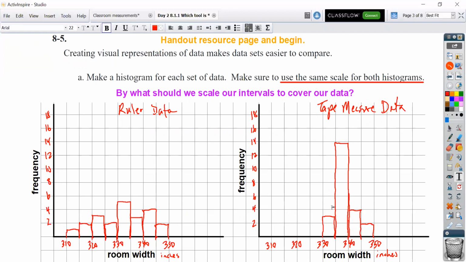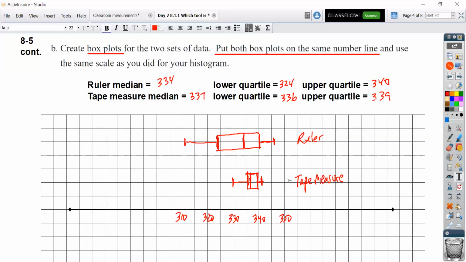The spread of the data is what's different. So let's take a look at that. You can see in the box plots here that the spread of the tape measure data is very small. The interquartile range is only going to be 4 inches for the tape measure, where it's 16 inches for the ruler. So the ruler data is very spread out. In fact, I wouldn't even call this an outlier because the spread is so wide. You might call the 330 an outlier because the spread is so skinny.